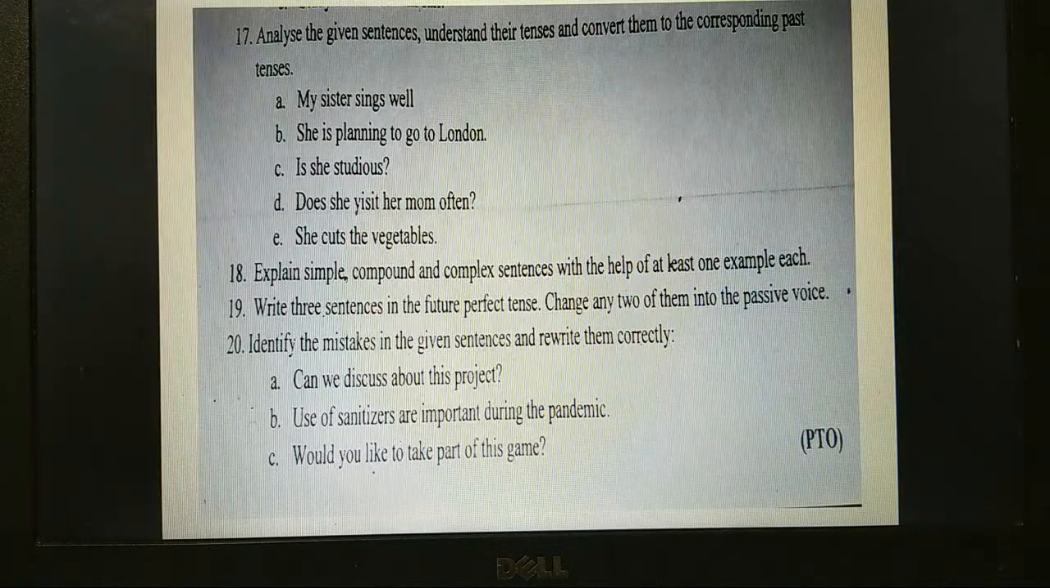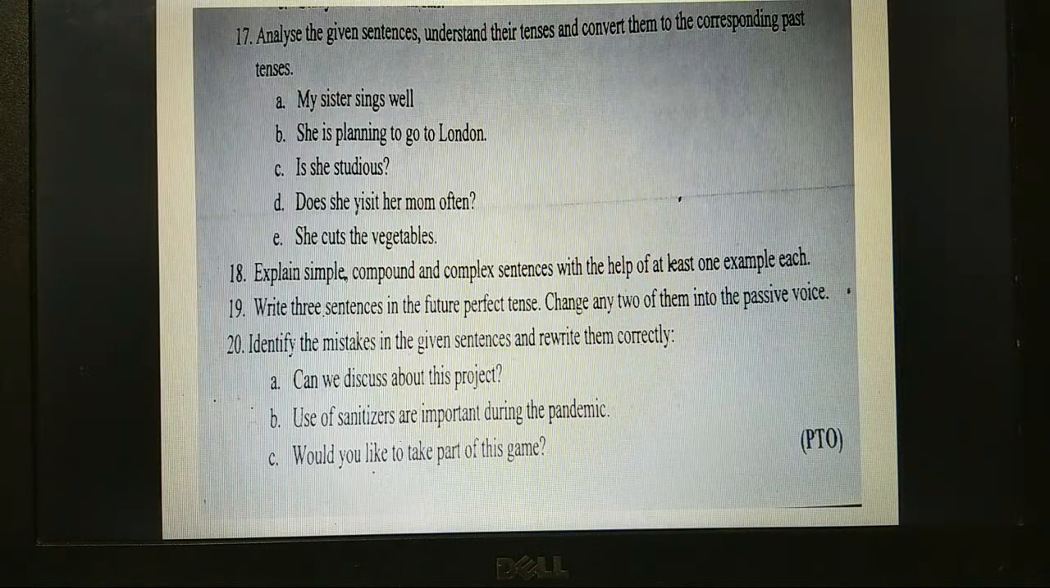Number 1, A: My sister sings well. This is simple present, so you will change it into simple past. My sister sang well. B: She is planning to go to London. Present continuous. You will change it into past continuous. She was planning to go to London.